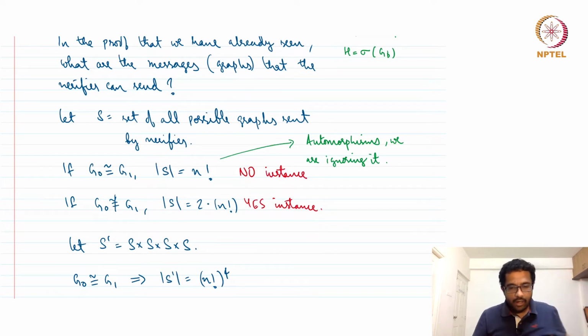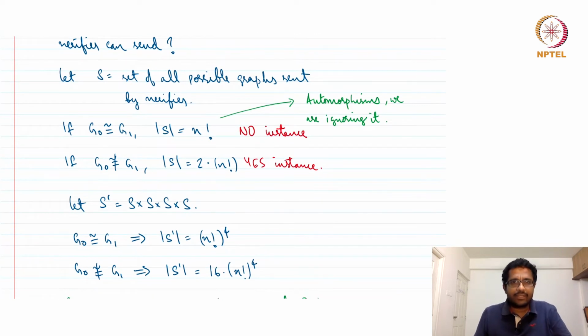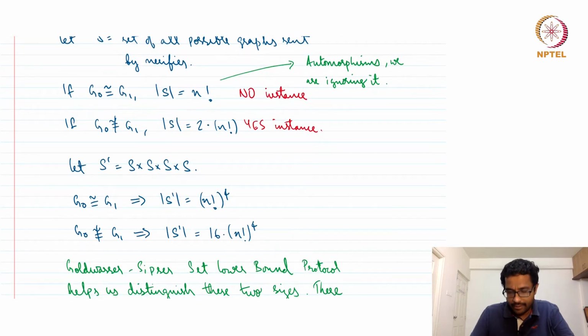The size of S, how different is it in the yes case and the no case? We want a sizable gap between the number of graphs that could be sent in the yes case and the number that could be sent in the no case. So the exact number n factorial is not that crucial. What we are interested in is the gap, and even the automorphism can be fixed by doing some things. You can look at Arora-Barak, where they do something to fix this automorphism issue, but I do not want to get into that detail because it's not very instructive. You can read it if you are interested.